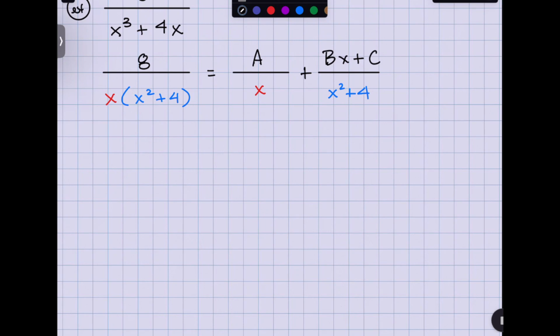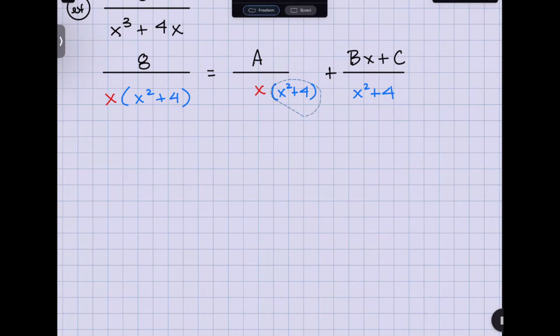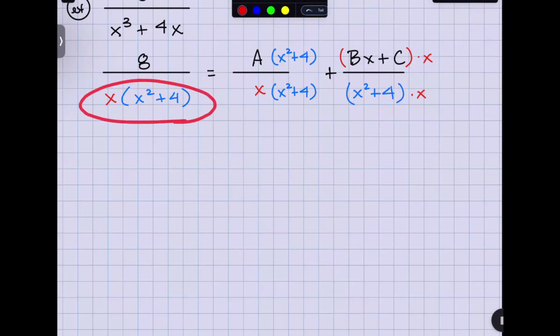So, what is the first fraction missing? It's missing the x squared plus 4. If we do it at the bottom, we have to do it to the top. And the x squared plus 4 is missing an x. If we do it at the bottom, we have to do it to the top. This denominator already has both of those things. So this denominator is the same as this denominator, which is the same as this denominator. True?